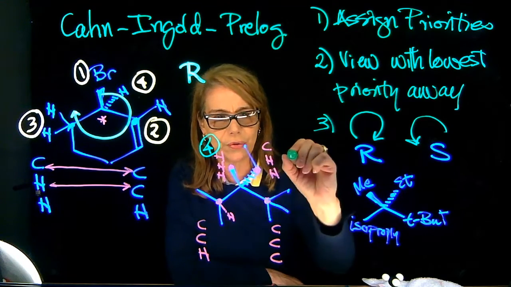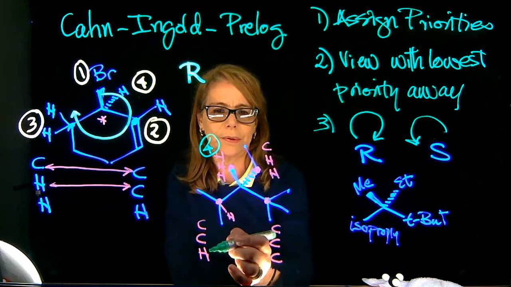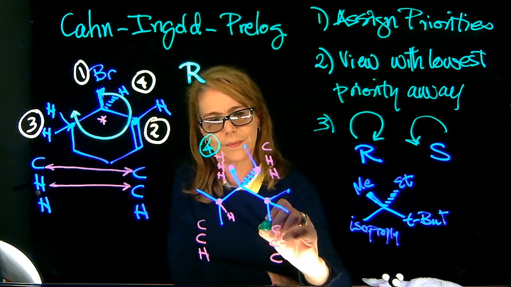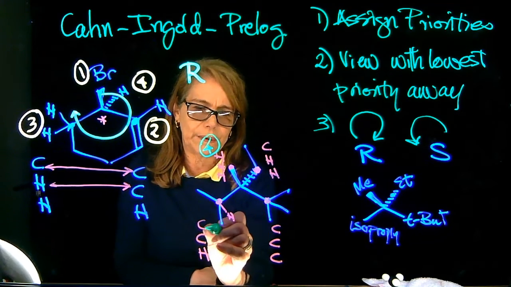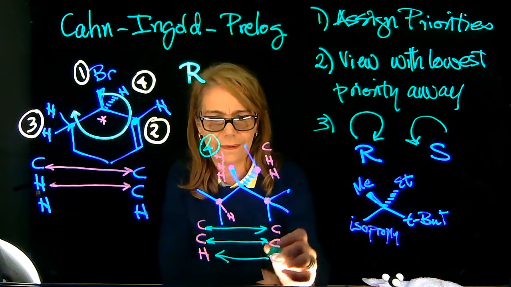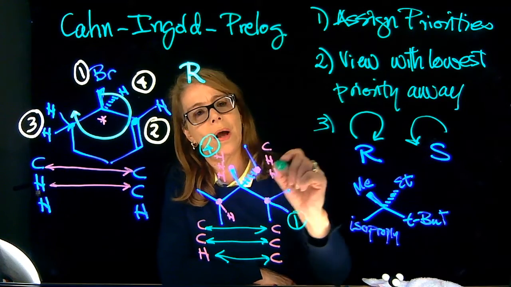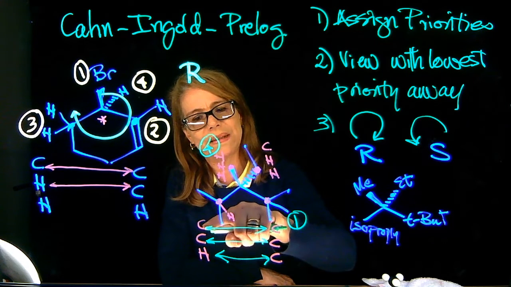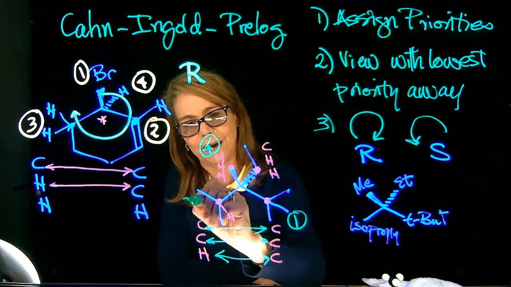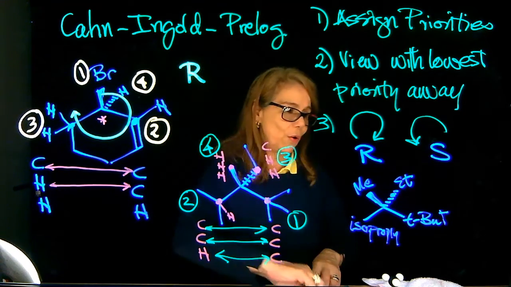Now, comparing the other 3, this one has carbon, carbon, carbon. This one carbon, carbon, hydrogen, and this carbon, hydrogen, hydrogen. So my highest priority is this one. Because if you compare these two, there's a tie, but here, this is higher priority. So this group is my priority 1. Then between these two, I see carbon, carbon, but then I have hydrogen here and carbon here. So this is the second highest, and this is the third priority. And so we go on.